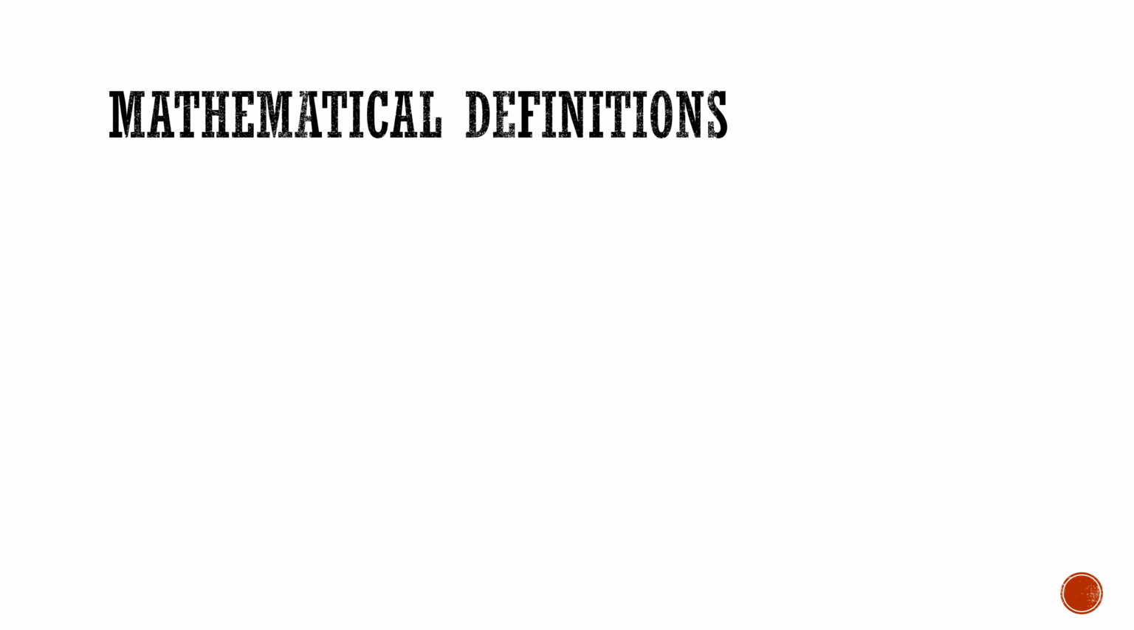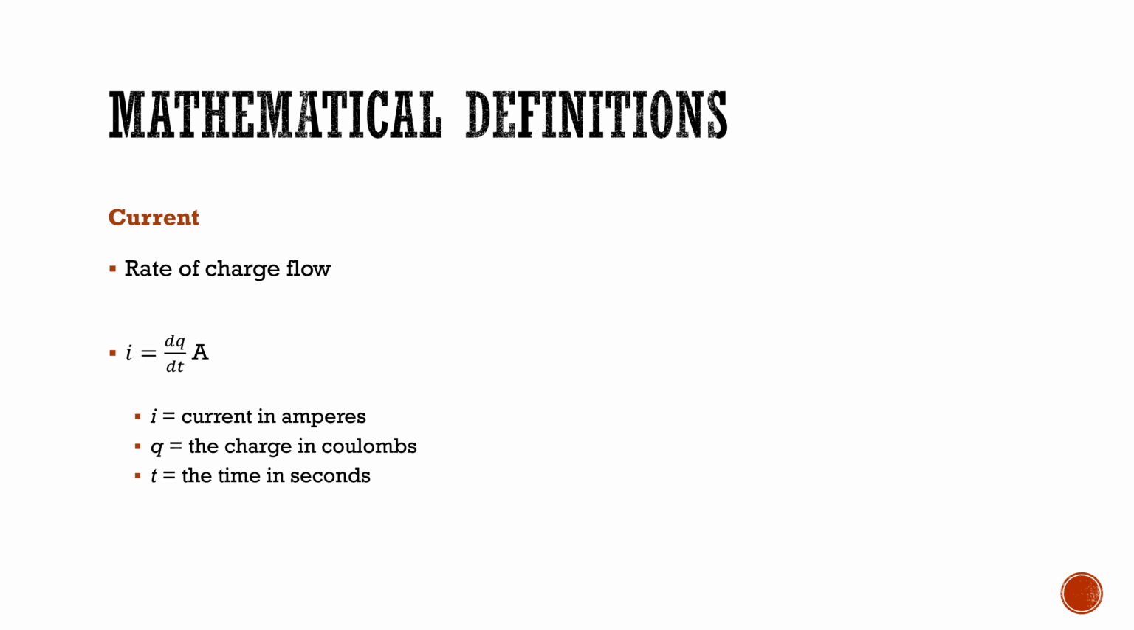To review some mathematical definitions. Current. We defined electric current as the rate of charge flow expressed as dq over dt, where i is the current in amperes, q is the charge in coulombs, and t is the time in seconds.